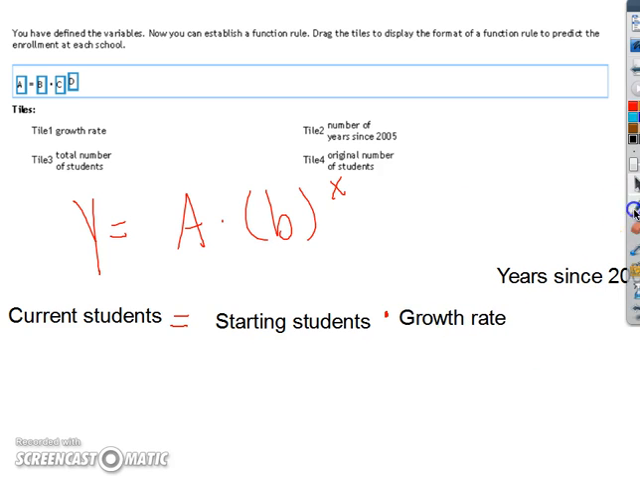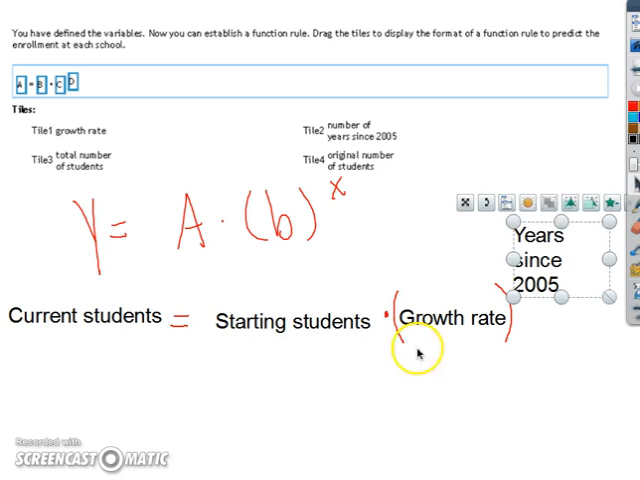Okay, so the function looks like this. In order to calculate the people that are at the school, that's equal to however many they started with, times the growth rate b, raised to the number of years since 2005. And I'm just going to resize this so it's a little bit better.